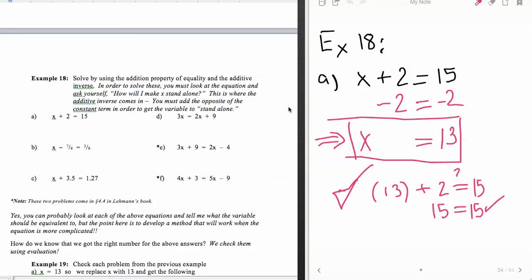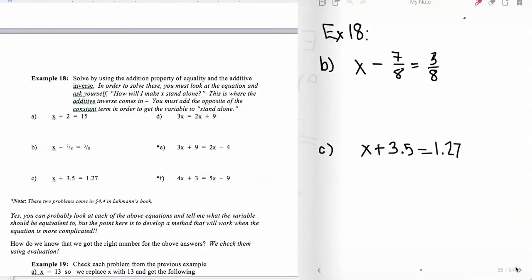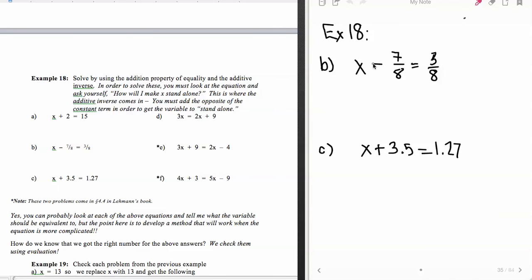Okay, continuing section 4.3 with our examples on solving algebraic equations using the addition property. What we have going on in this last example, I finished the check right here. So we're going on to parts B, C, D, E, and F. And hopefully you've worked these on your own so you can see if you got them correct.